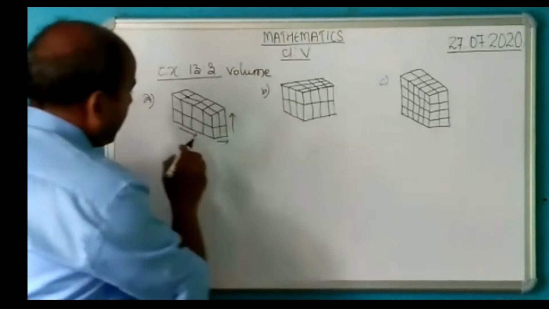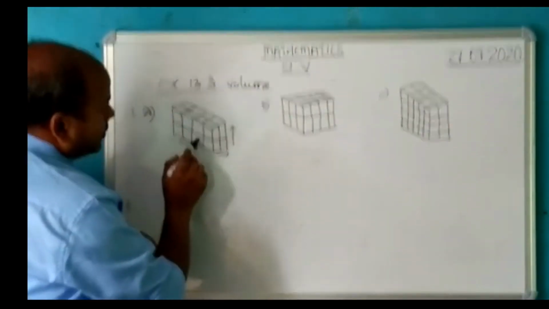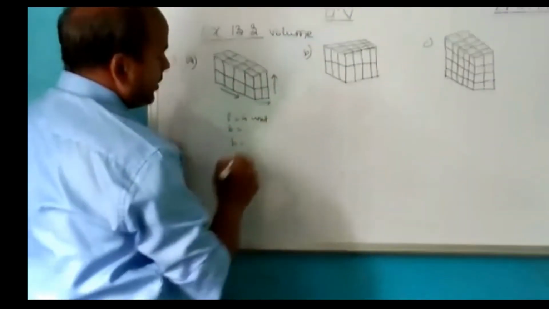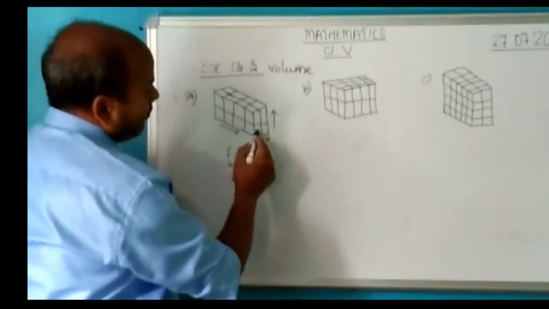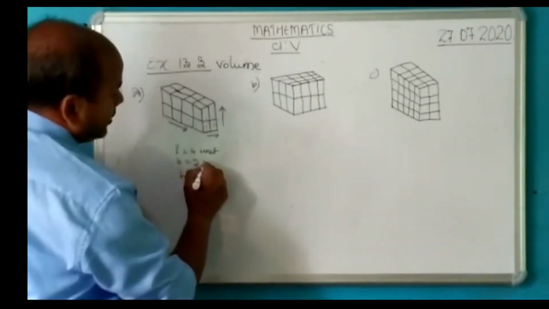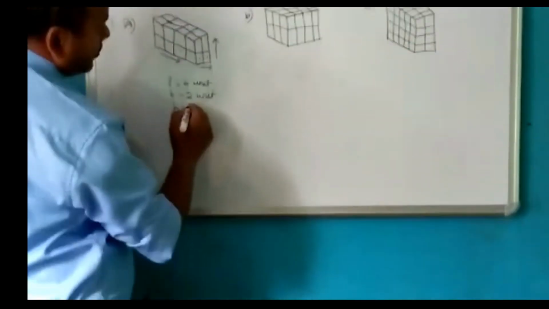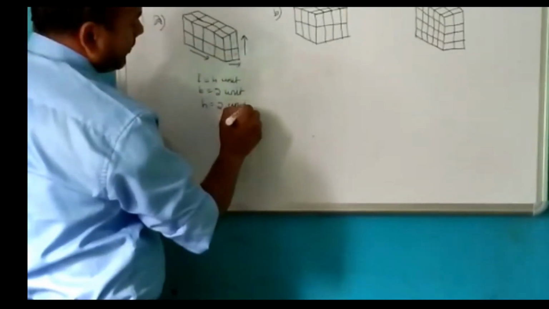So now see how many unit is the length? 1, 2, 3, 4. 4 unit. So I am writing 4 unit. Then that's the length. Breadth is 1, 2. Breadth is 2 unit. And height is this one, 1, 2. So 2 unit is the height.